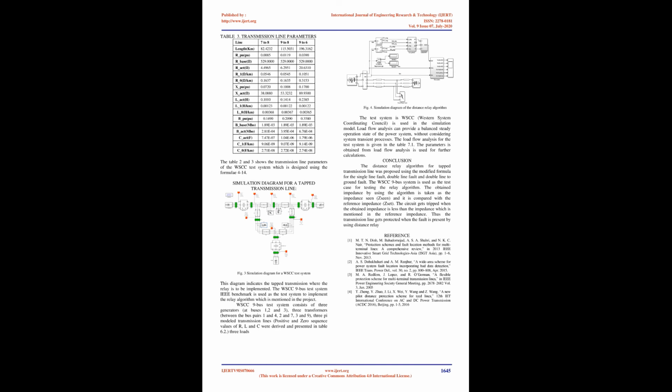Conclusion. The distance relay algorithm for tapped transmission line was proposed using the modified formula for the single line fault, double line fault and double line to ground fault. The WSCC 9 bus system is used as the test case for testing the relay algorithm. The obtained impedance by using the algorithm is taken as the impedance seen, and it is compared with the reference impedance. The circuit gets tripped when the obtained impedance is less than the reference impedance. Thus the transmission line gets protected when the fault is present by using distance relay.